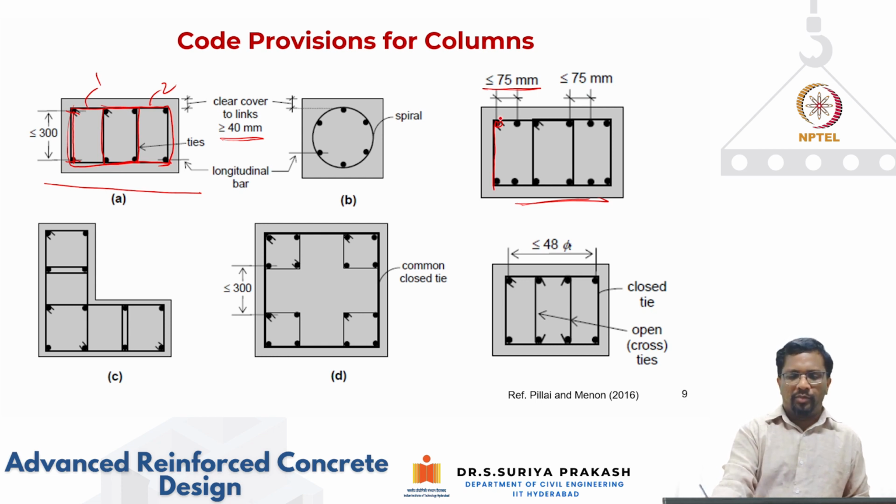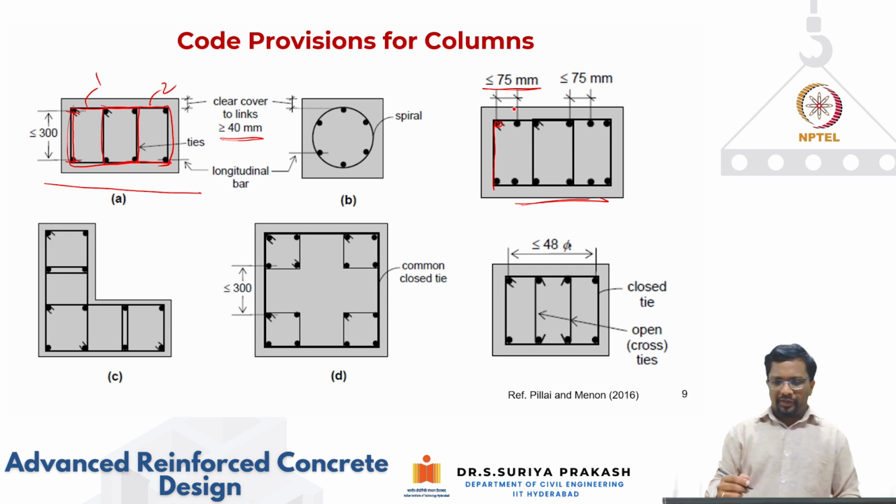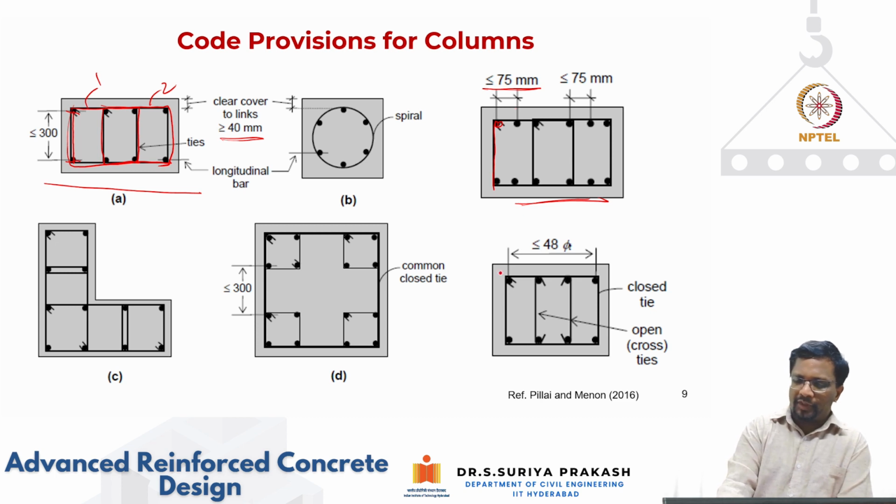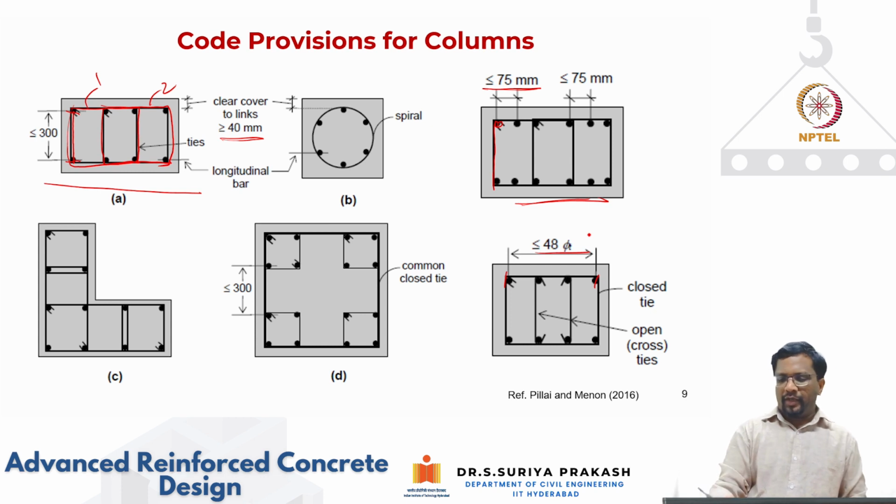So all the bars need not be restrained by the tie. In this location you need not have this tie. That is what the code is saying. But if you don't provide this tie, then the spacing between this corner bar and this intermediate bar has to be less than or equal to 75 millimeter, right? In this case again, if the maximum spacing between the outer to outer longitudinal bars is less than or equal to 48 times your tie diameter, then the intermediate longitudinal bars can be restrained by an open tie.